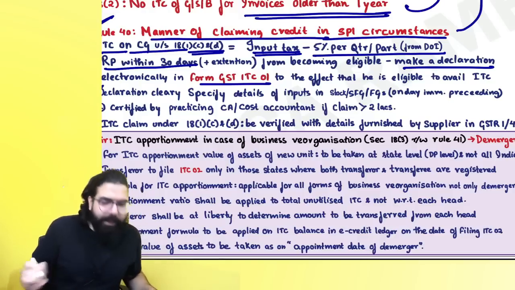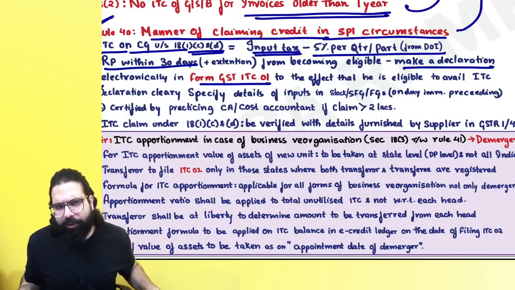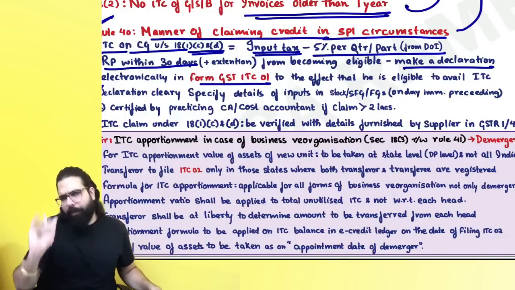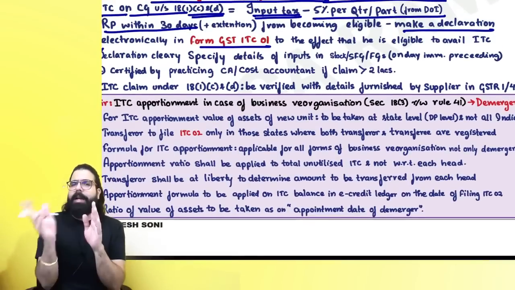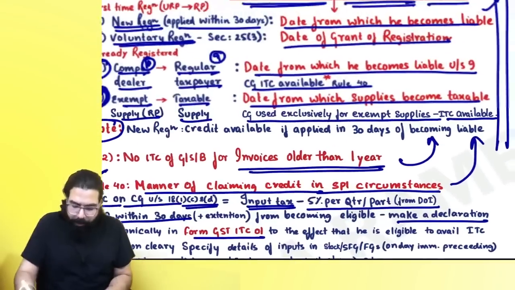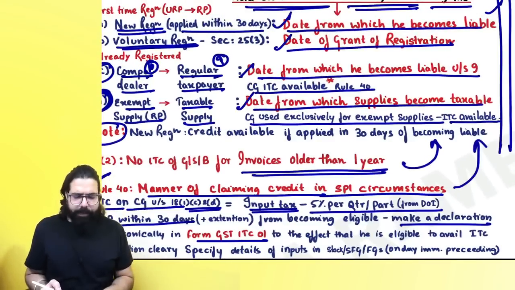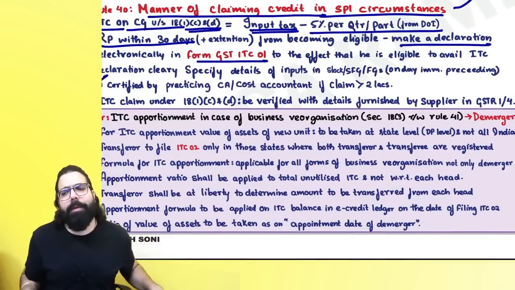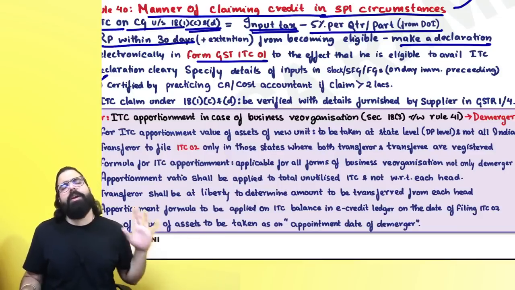Remember one thing, in the ITC 01, you should go ahead and tell what is your input in stock, semi-finished goods, finished goods, and the capital goods basically, for which you will have to mention that inputs and capital goods ka detail on the day immediately preceding. On the day immediately preceding means, sir, on the immediately preceding date, whatever inputs were there and capital goods were there, that detail has to be given. Also remember, if the credit which you are claiming in ITC 01 is more than 2 lakh rupees, then chartered accountant or cost accountant certificate will be required.